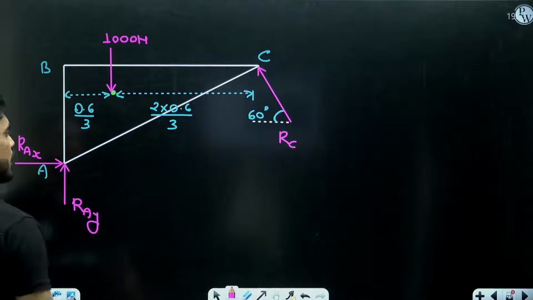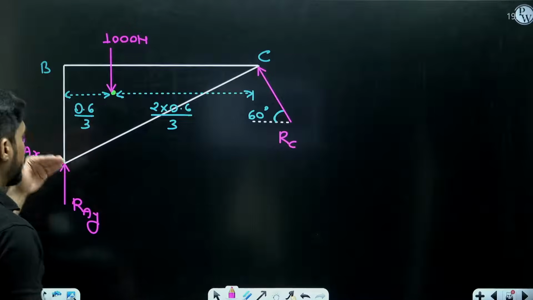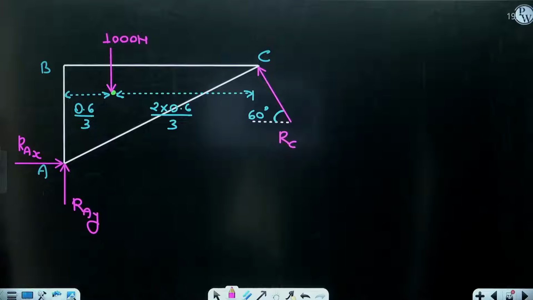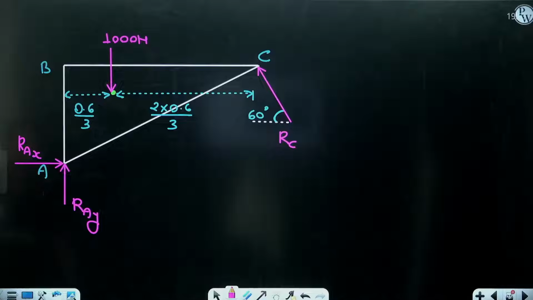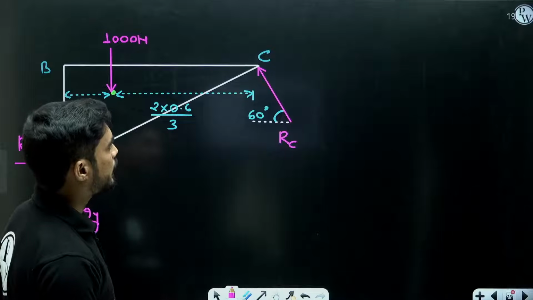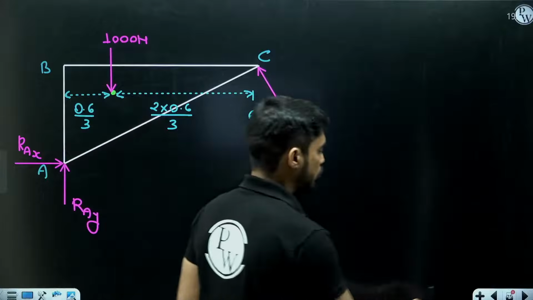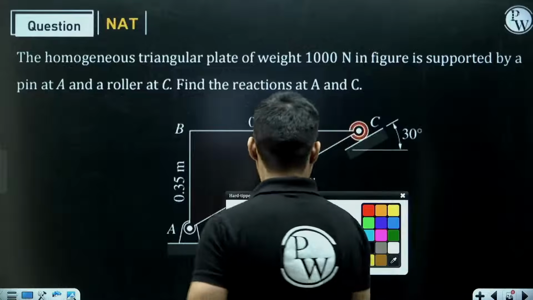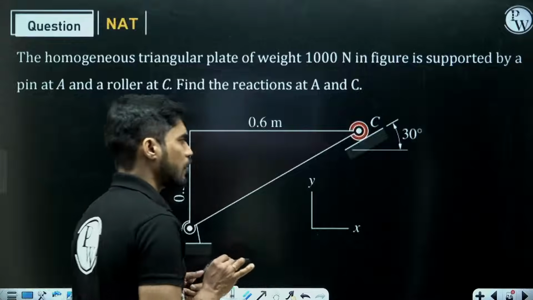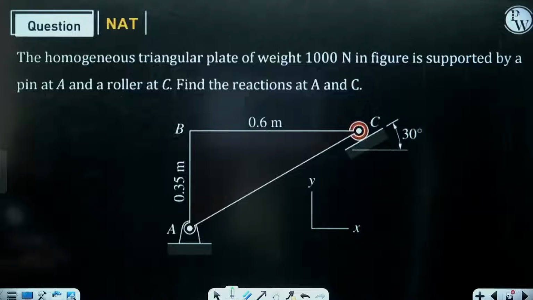Now if I take moment at A, moment of RAX and RAY will be gone. I will have to calculate the moment of RC and this 1000 Newton. Now RC is inclined. So what you can do is resolve RC into two components, or what you can do is, let's calculate this.